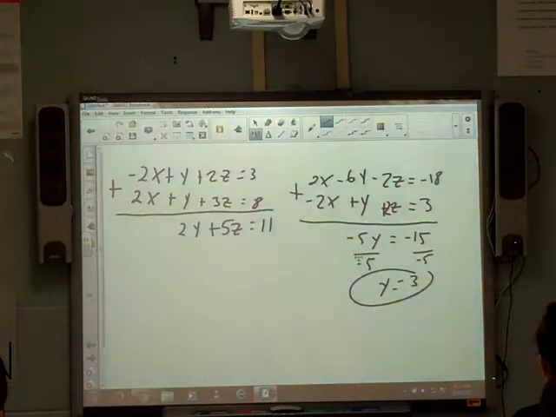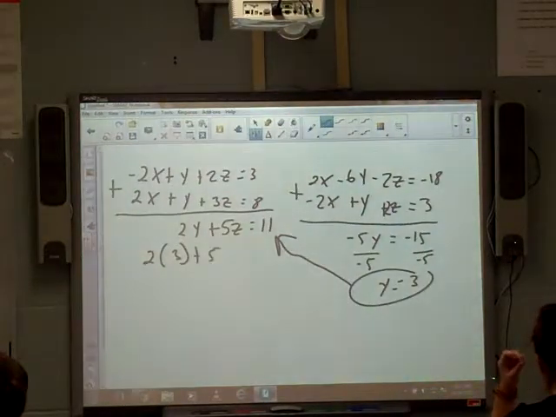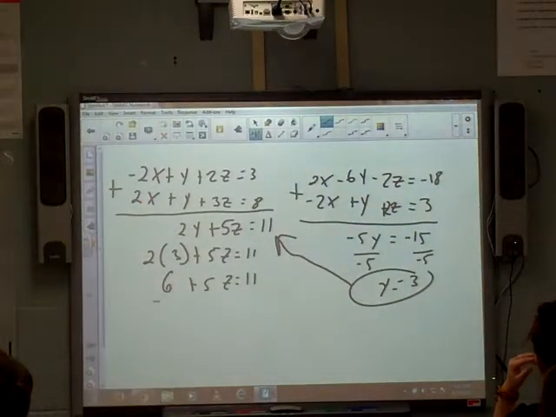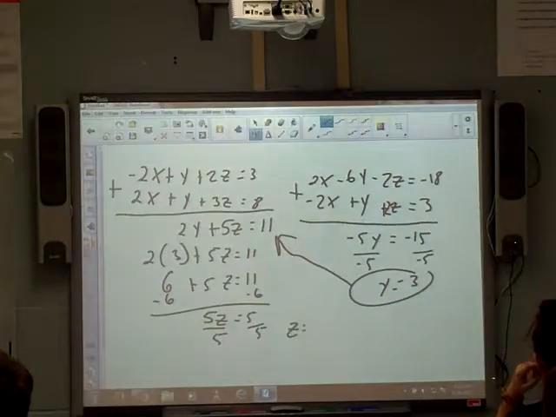Take that y over here to our first new one and plug it in and you'll get your z. So 2 times 3 plus 5z is 11. 6. 2-step middle school equation. And then divide by 5. So you got your z.